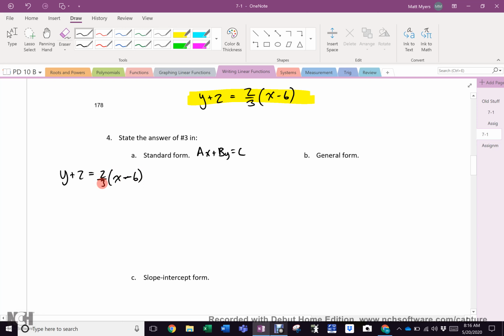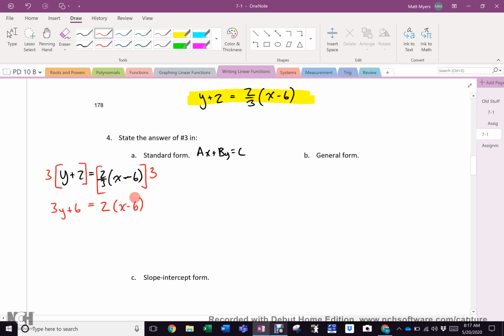How do I get rid of that divided by 3? Well, I multiply by 3. If I multiply the right side, I multiply the left side. And I get 3y plus 6 equals 2x minus 6. Then I just solve it. I don't solve it, sorry.